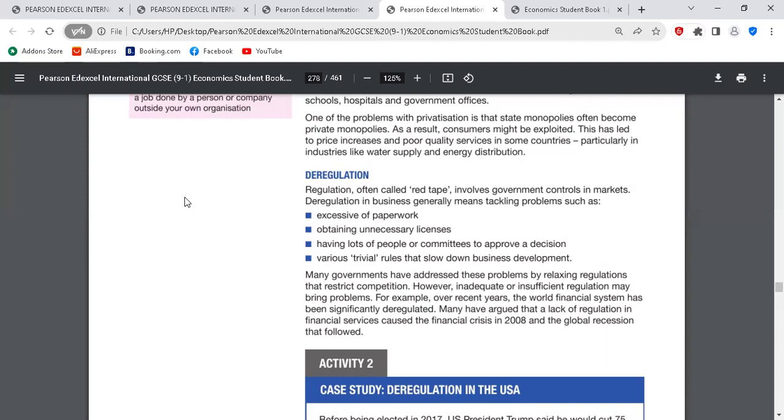Various trivial rules slow down business development. Reduce these laws and rules. These things will not make them thrive. They will discourage them. So this is what deregulation is about. I think it's clear. So with this, it becomes more friendly. Businesses and entrepreneurs will be willing to establish. They'll be encouraged to do more because they don't have to go through the rigmarole of getting papers signed by the government.